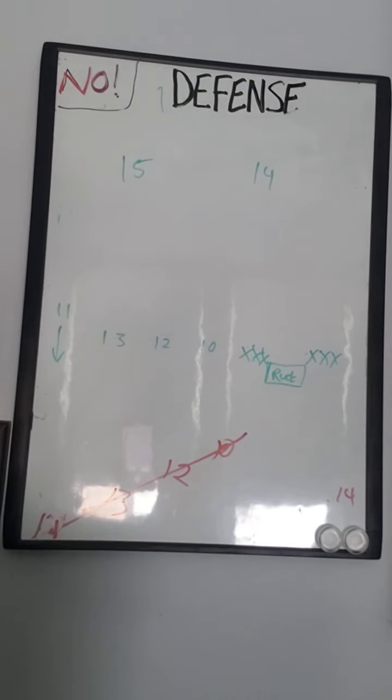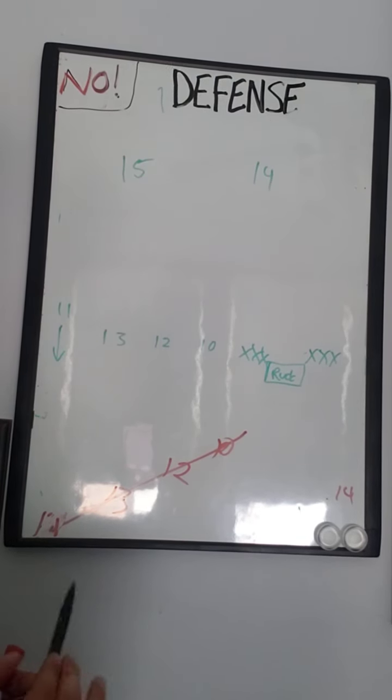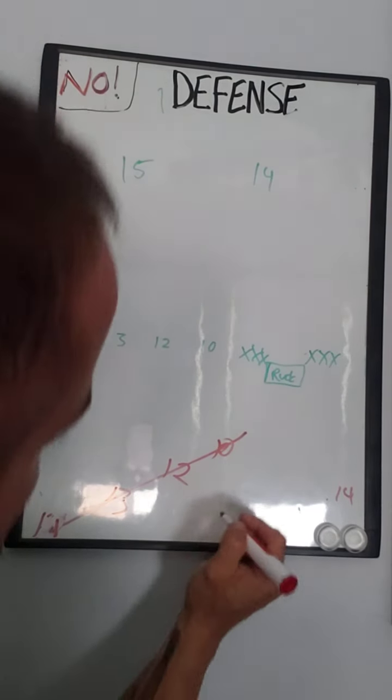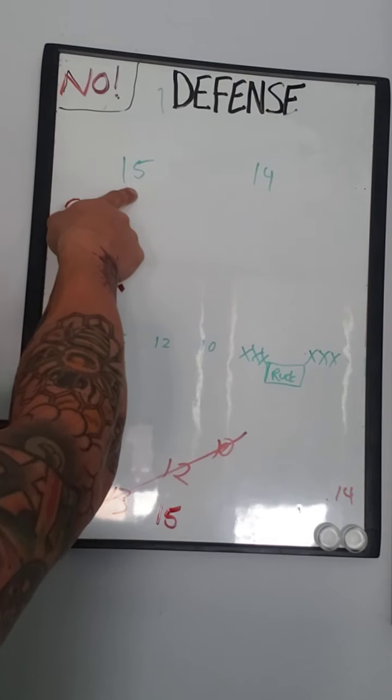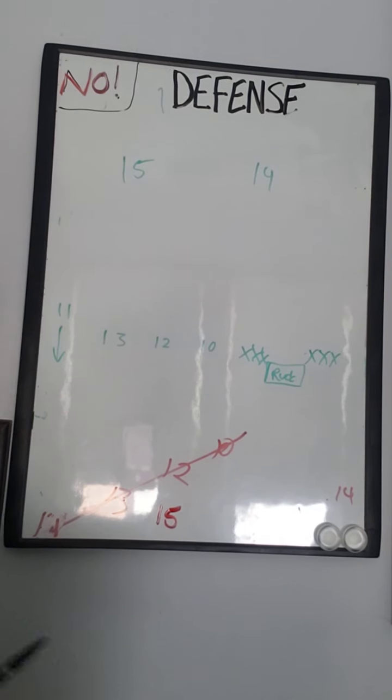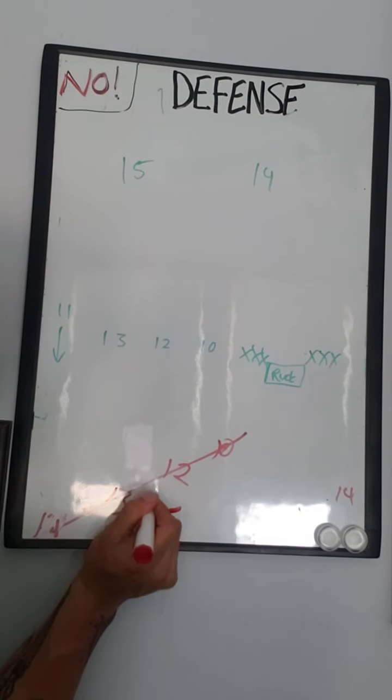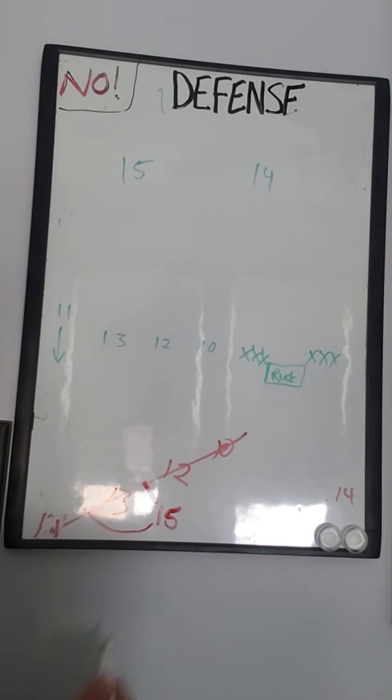This 15's eyes are on the other 15. That other 15 can come insert wherever he wants, so we need to make sure he's also covered. This 15 might jump in line here. He might jump in line here.